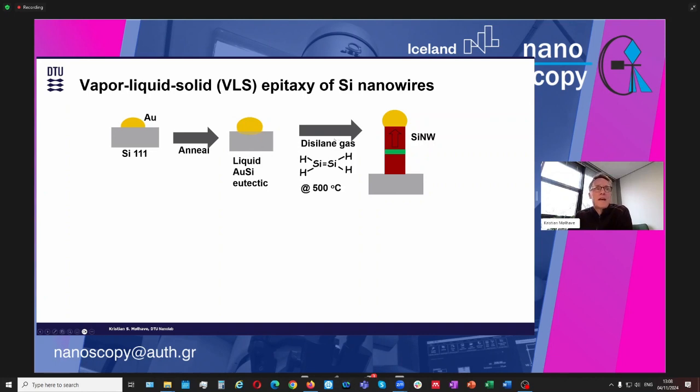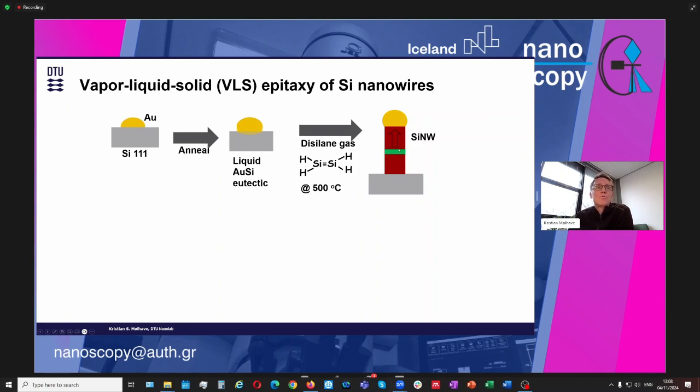And then you can add a gas. If you want to grow nanowires with silicon, you can add disilane gas and heat up at 500 degrees, and then silicon will precipitate out and grow up a nanowire headed by that catalytic droplet, where the gas is impinging on the droplet, then it's cracking up and forming a molten silicon phase inside the eutectic that then crystallizes out the silicon nanowire. And if you change the gas, put some germanium gas in or something else, then you can make parts of the nanowire of different materials.